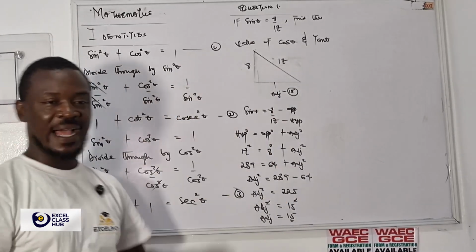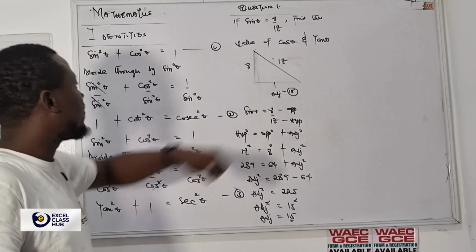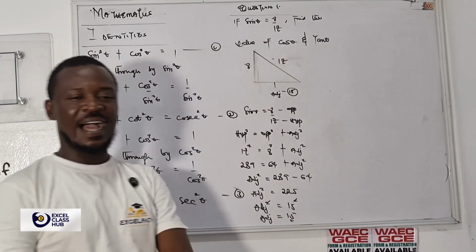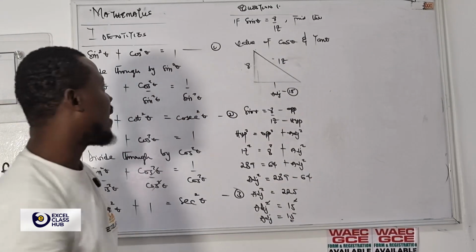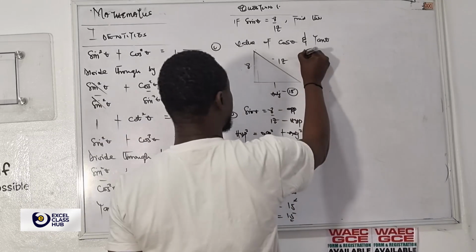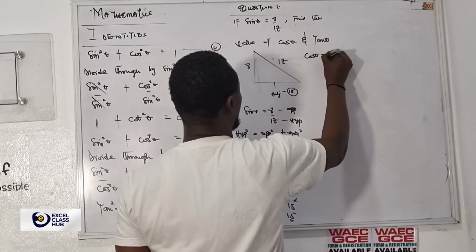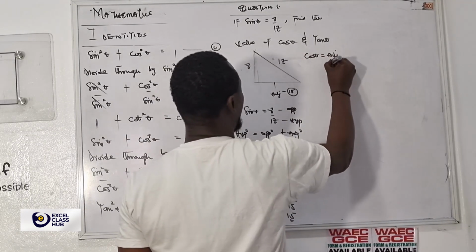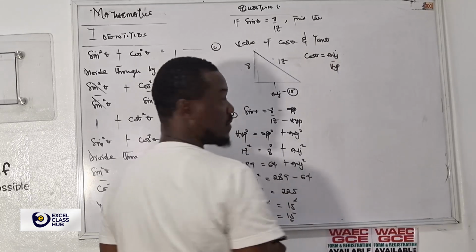So since I've gotten my adjacent, I can now get my value for cos theta and tan theta. So my value for cos theta is always adjacent over what? Hypotenuse. Yes or no, student?